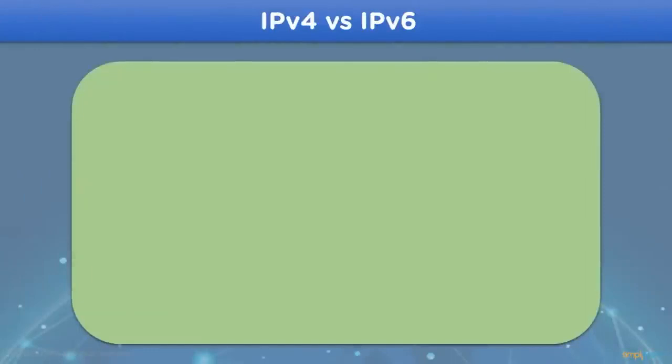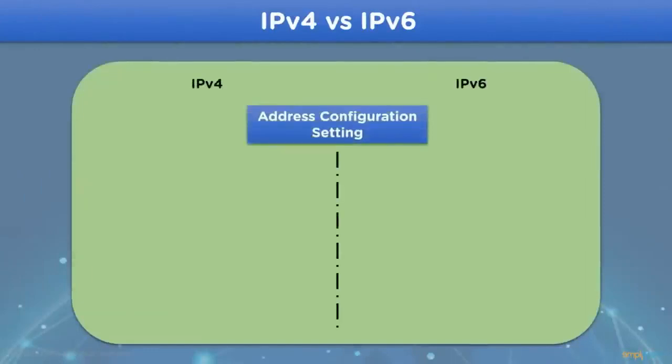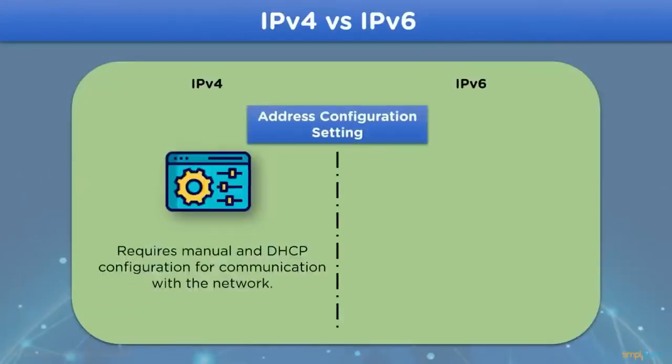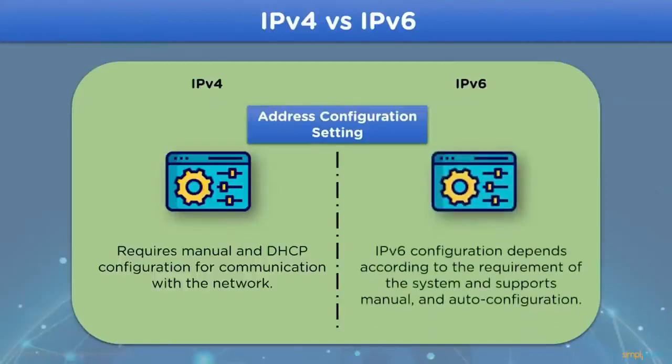The next difference is based on address configuration. In IPv4 version addresses, a manual setting for the network is required along with the DHCP configuration settings. Whereas in case of IPv6 version addresses, the network setting is based in accordance to the system's requirement, and it also supports auto configuration setting for the system.